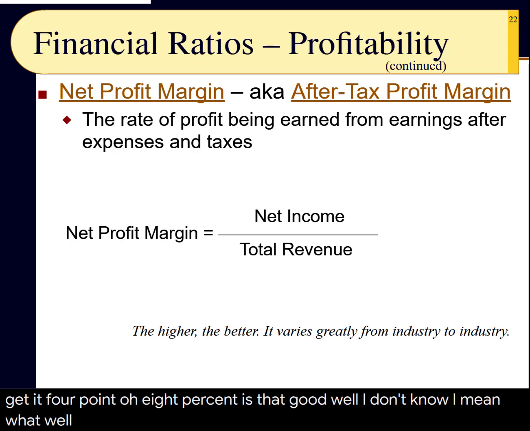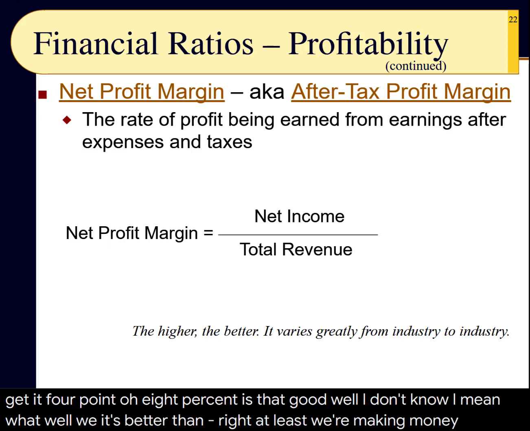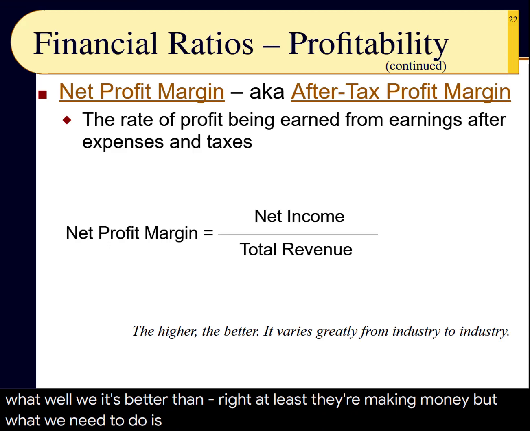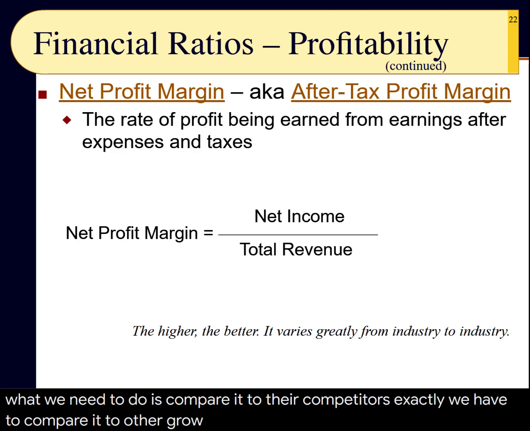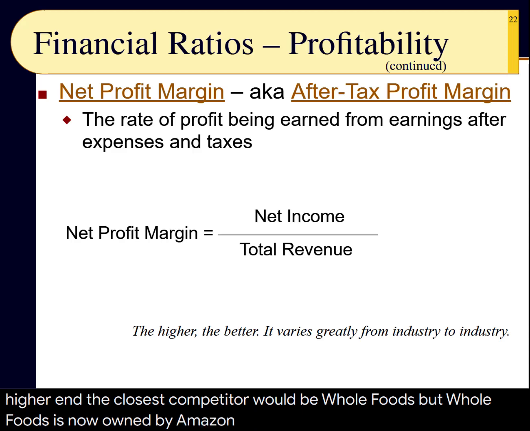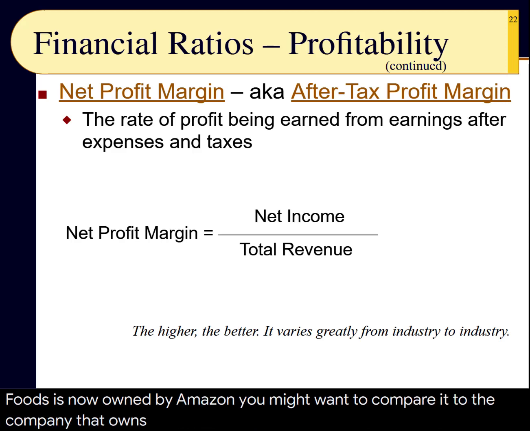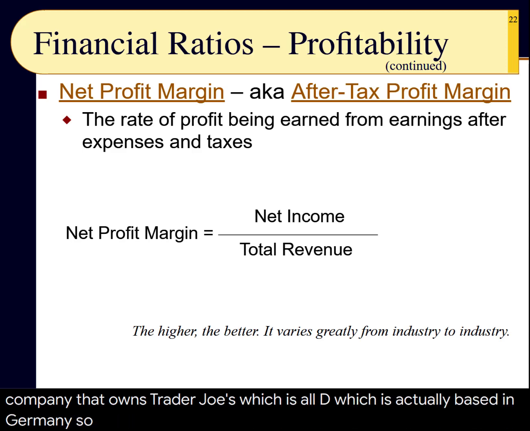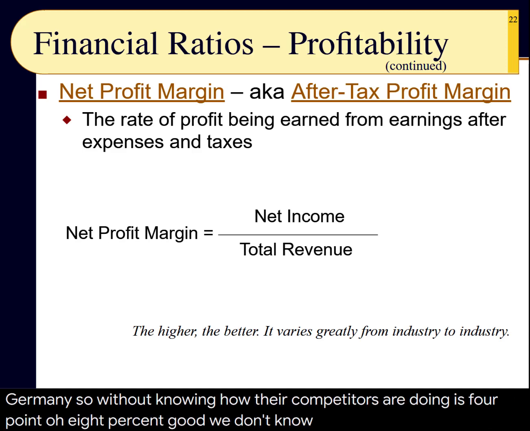Is that good? Well, I don't know. I mean, it's better than negative, right? At least they're making money. But what we need to do is compare it to their competitors. Exactly. We have to compare it to other grocery stores. Sprouts Farmers Market is sort of a niche, higher end. The closest competitor would be Whole Foods, but Whole Foods is now owned by Amazon. You might want to compare it to the company that owns Trader Joe's, which is Aldi, which is actually based in Germany. So without knowing how their competitors are doing, is 4.08% good? We don't know. We just don't know.